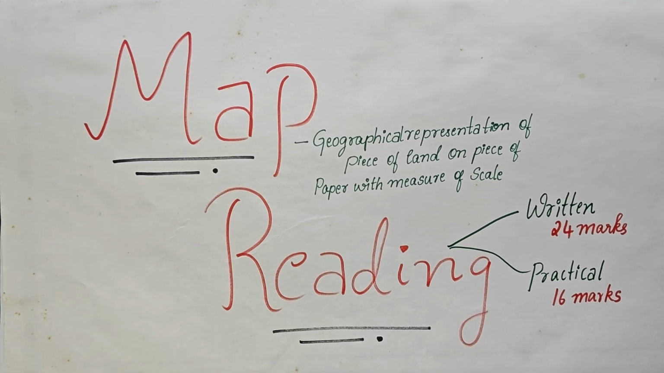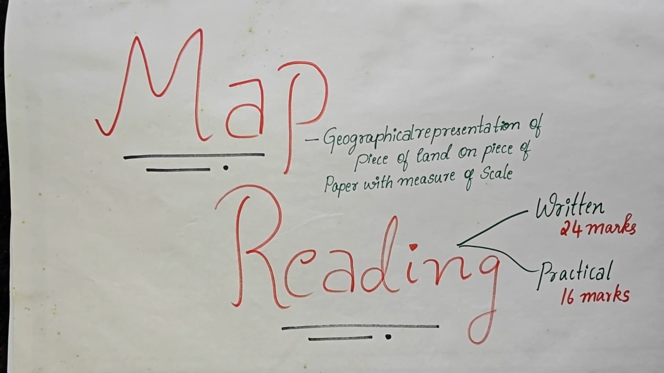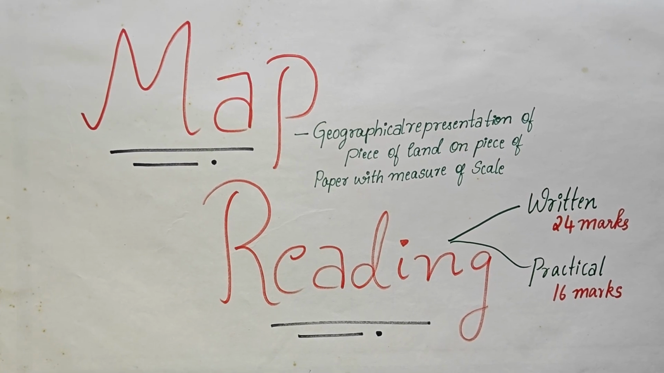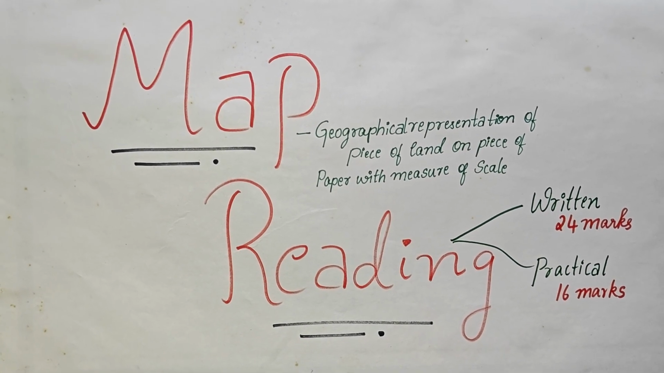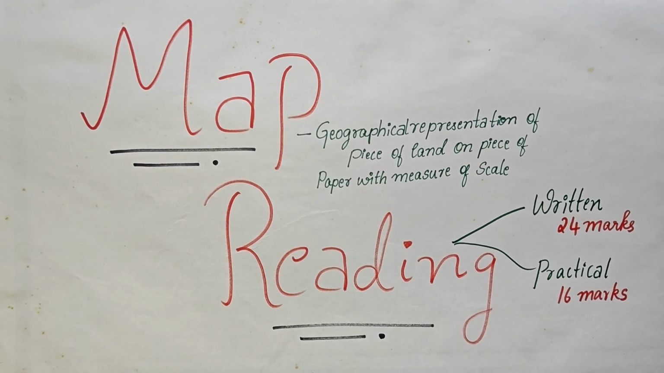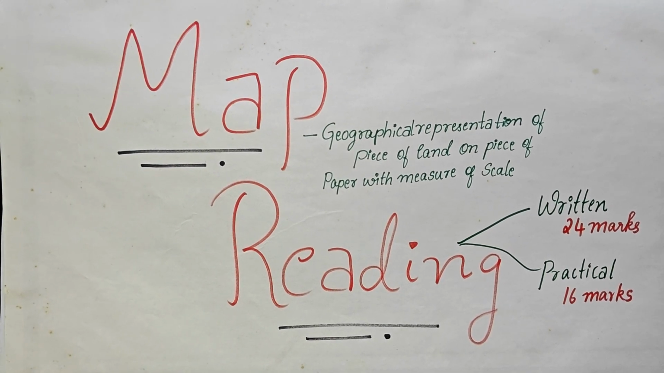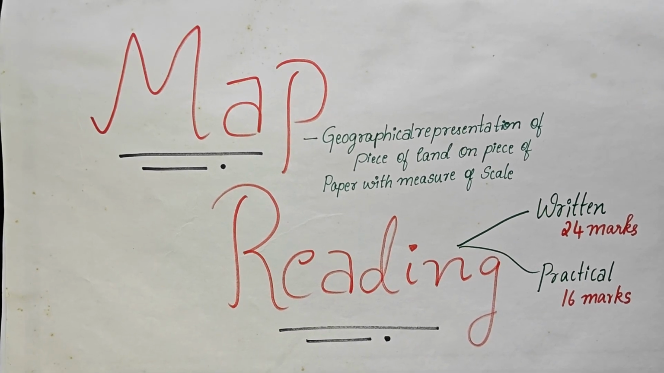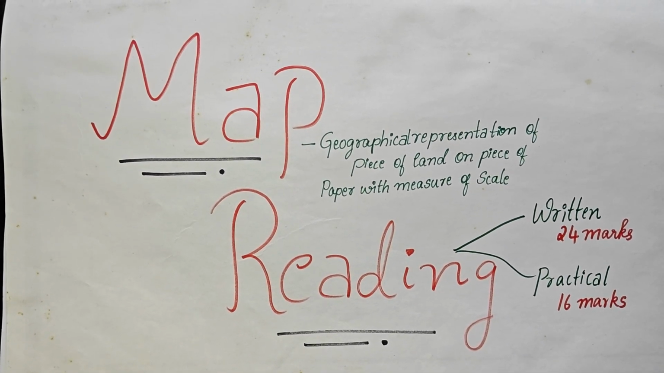Here is the new topic of special subjects, map reading, a vast one which consists of written 24 marks and practical 16 marks. What is a map? A map is a geographical representation of a piece of land on a piece of paper with the measure of the scale. So we'll discuss in detail.